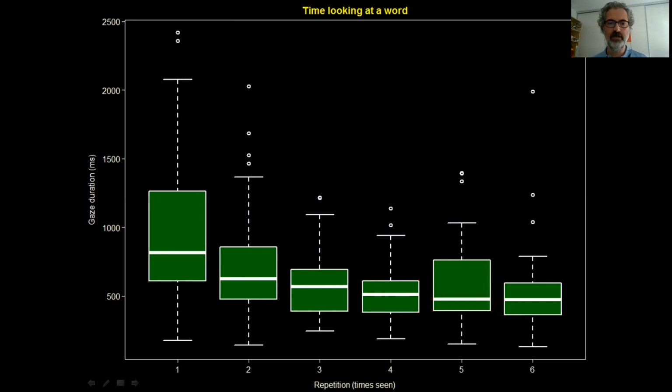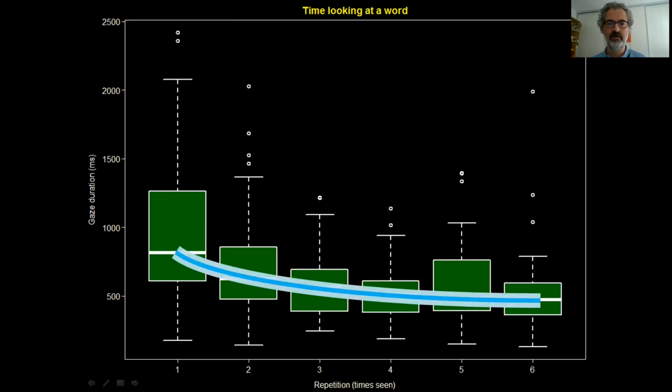And we can visualize the whole relationship using a smooth curve of this kind of shape, which shows 2 things. The first one is that this curve is sloping downwards, which is a negative relationship. So the more times you've seen the word, the less you look at it. One variable increases, the other variable decreases. So this line is sloping downwards.